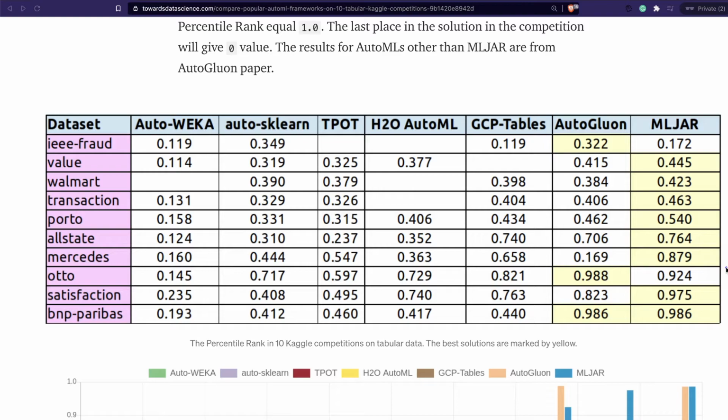So what does it mean for AutoML fans like me? One, AutoML actually works a lot. And when you compare the different solutions, you can see AutoGluon has been a consistent performer for a lot of these competitions, and the winner in this case is MLJar.